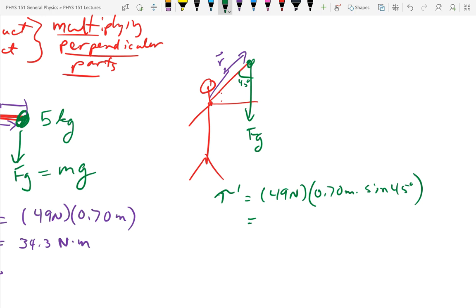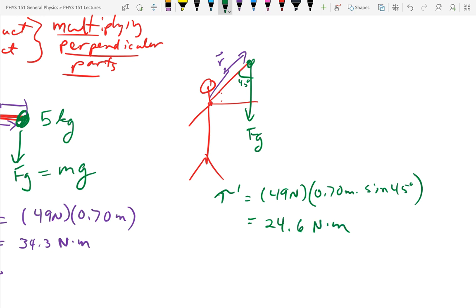And so that's going to be 0.707 times 34.3. I don't know. I really don't know what that number is.